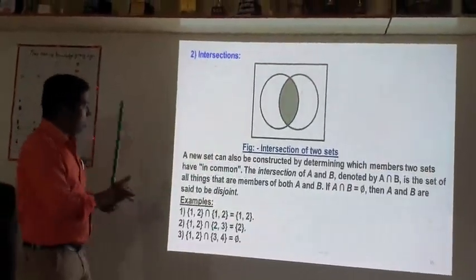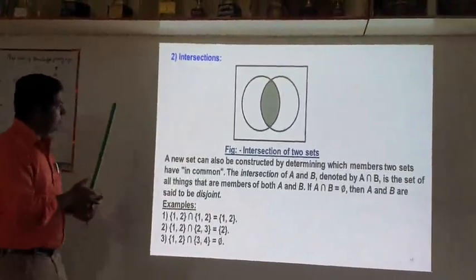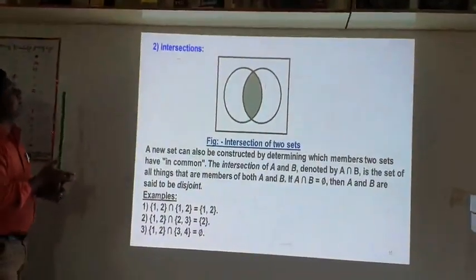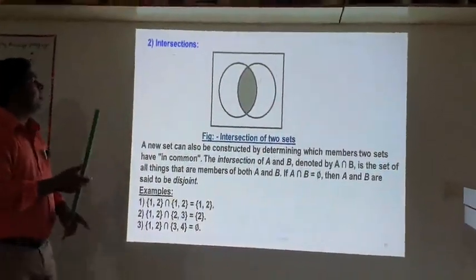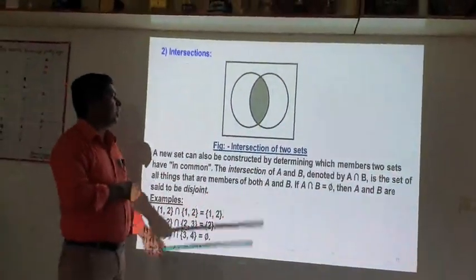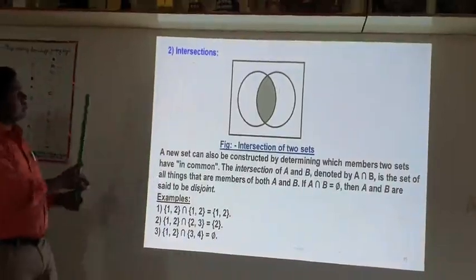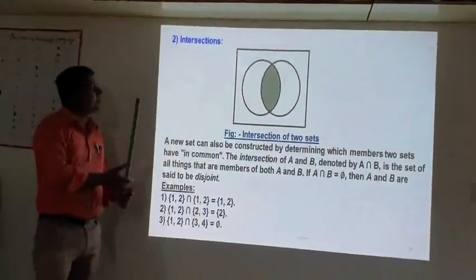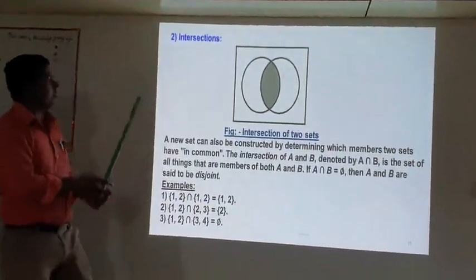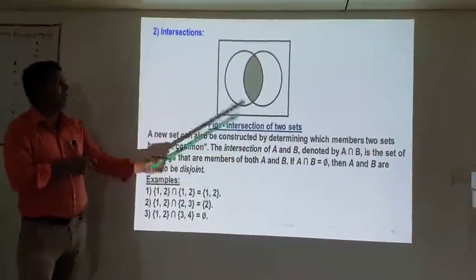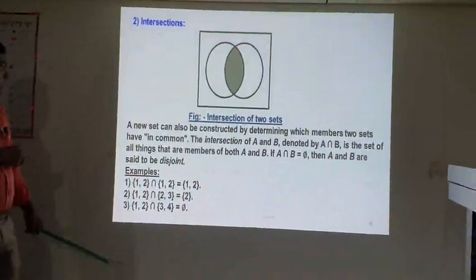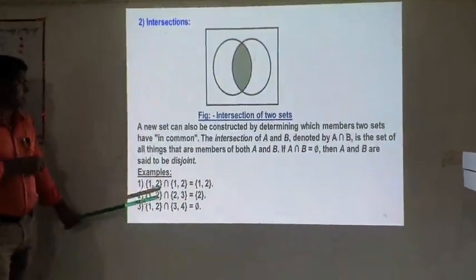If there is no common element, if there is no member in both sets, then the intersection is phi. If there are disjoint sets, they have no common element, there is no intersection, then it is phi. A and B are said to be disjoint sets.